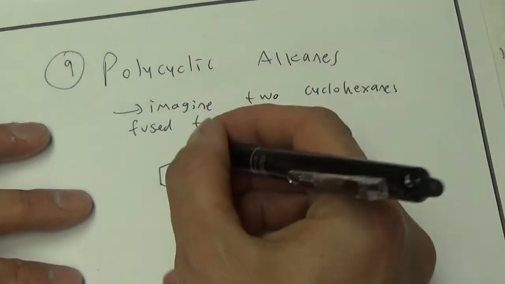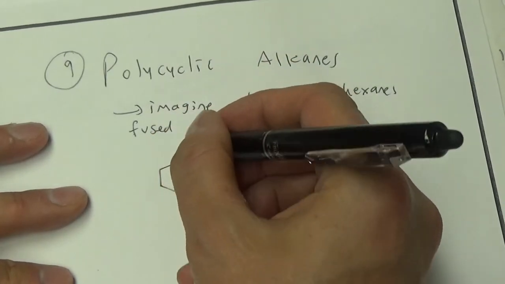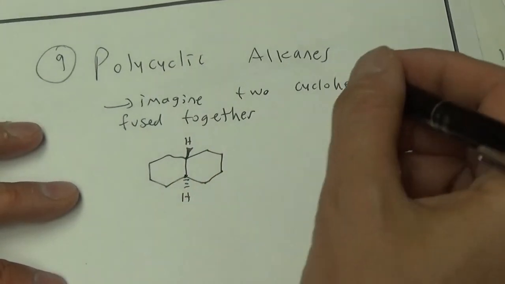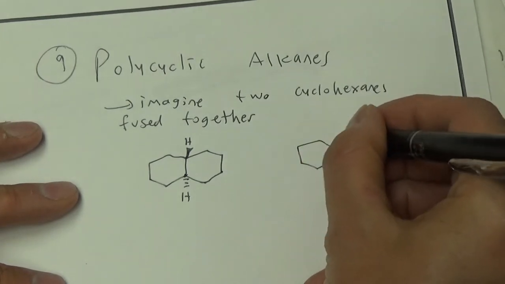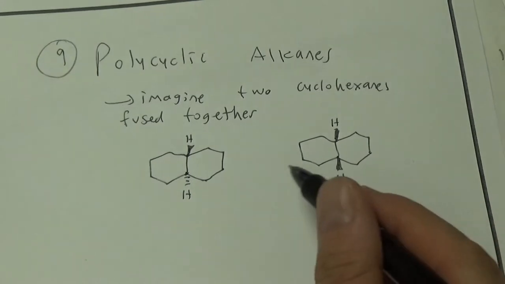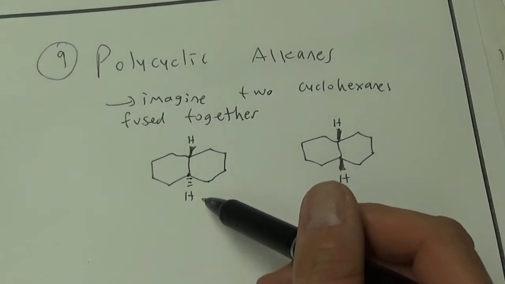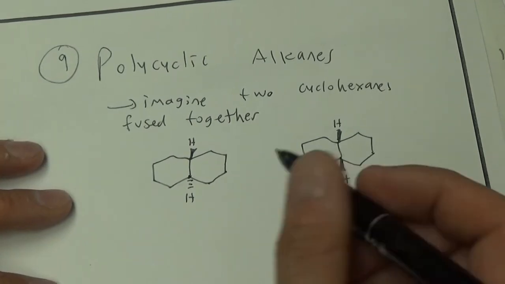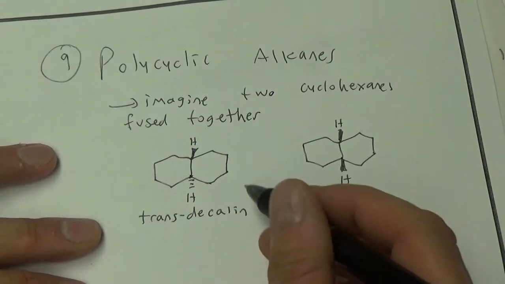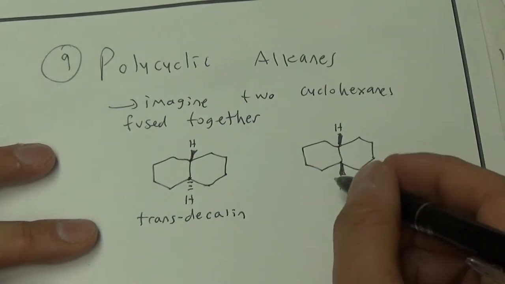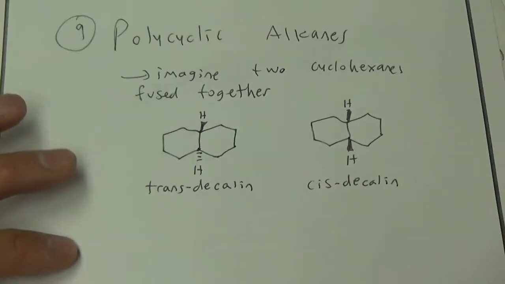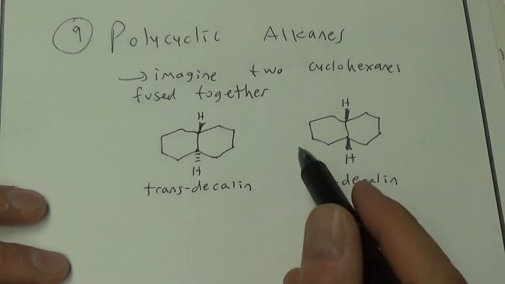And there's stereochemistry at the fusion point, right? So we could imagine two ways to do this. I could draw H going towards us and H going away from us. And I could imagine H going towards us on the top and coming towards us on the bottom. So those are stereoisomers, right? This one looks maybe trans, and this looks cis. And they have a name. This is called transdecalin. So decalin is the name of this thing that's two fused six-member rings, right? And this one, what do you think it's called? If this is transdecalin, this must be cisdecalin. Transdecalin, cisdecalin.